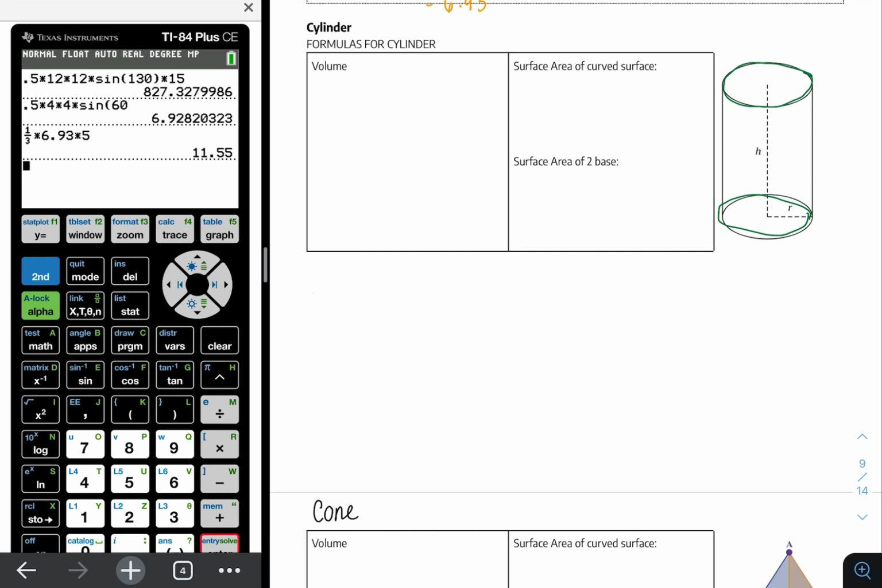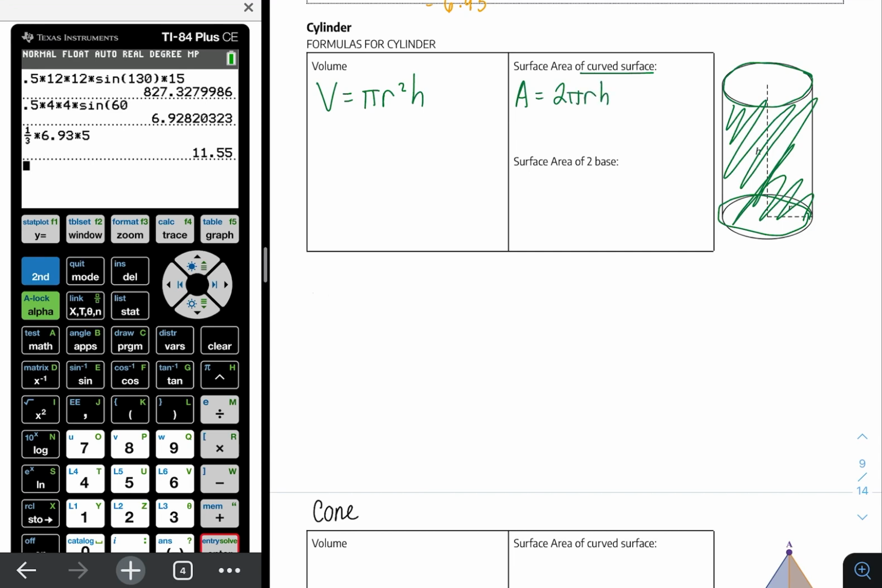In the formula booklet, we have the volume of a cylinder, which is pi r squared times the height. And we also have the curved surface. Now, the curved surface is only the curved part between our 2 circles. And we have this in the formula booklet as 2 pi r times h.